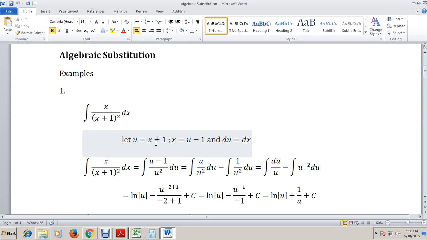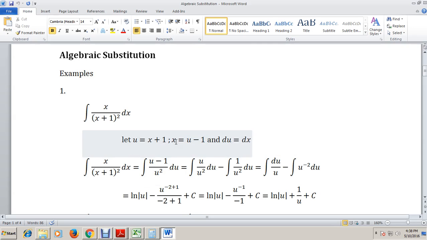If we solve for x, we simply transpose positive 1 to the other side, the side of u, so that it becomes negative 1. So x is equal to u minus 1. And of course, du is equal to dx.